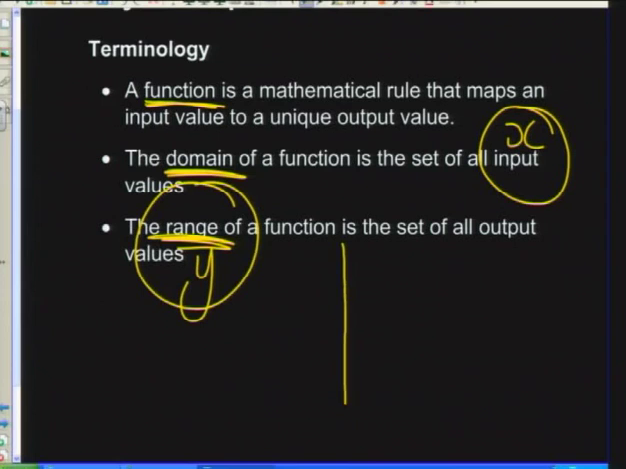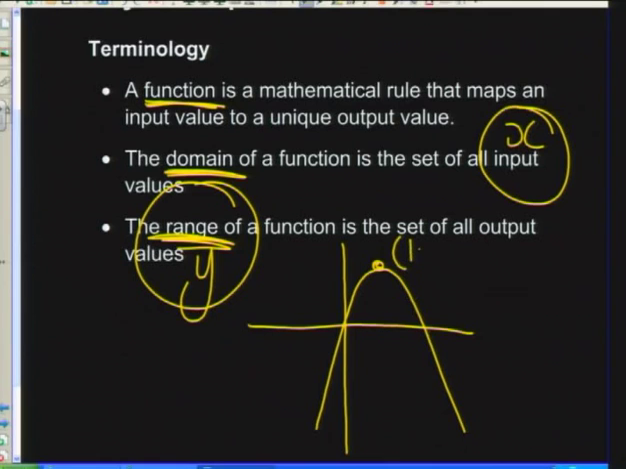So to give you guys a quick example, let's say I have again a parabola, and I tell you that that parabola has a maximum turning point at x is 1 and y is 4.